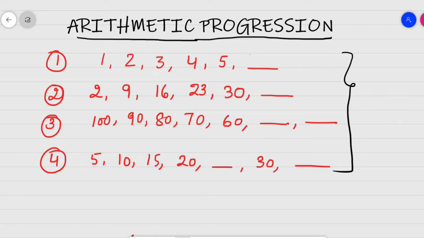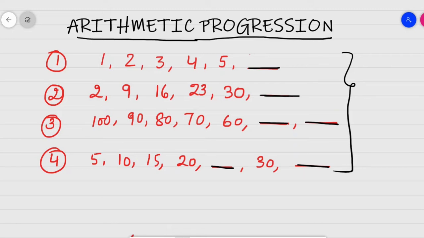Now look here: 1, 2, 3, 4, 5, dash. What will be the number here? This you have to find out. Now second, see: 2, 9, 16, 23, 30. Now what will come after this? Then: 100, 90, 80, 70, 60, then dash, again dash. And: 5, 10, 15, 20, we don't know what is there, then 30. You have to find the missing numbers.